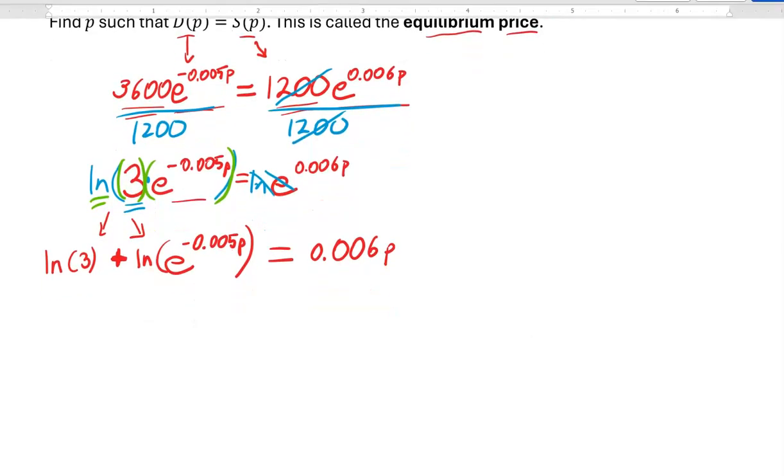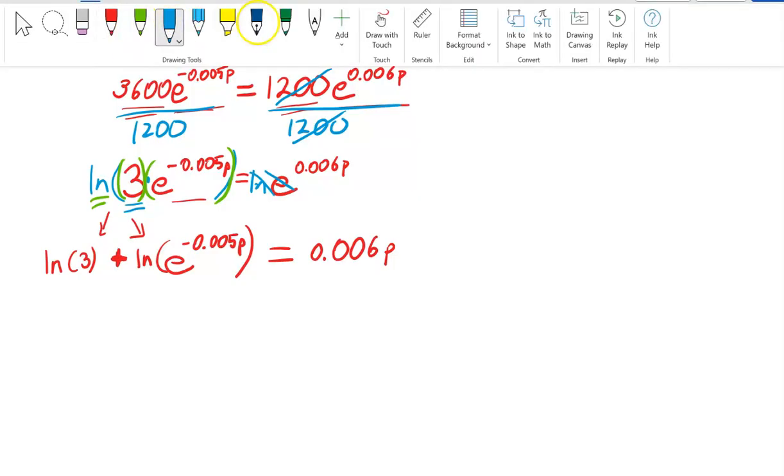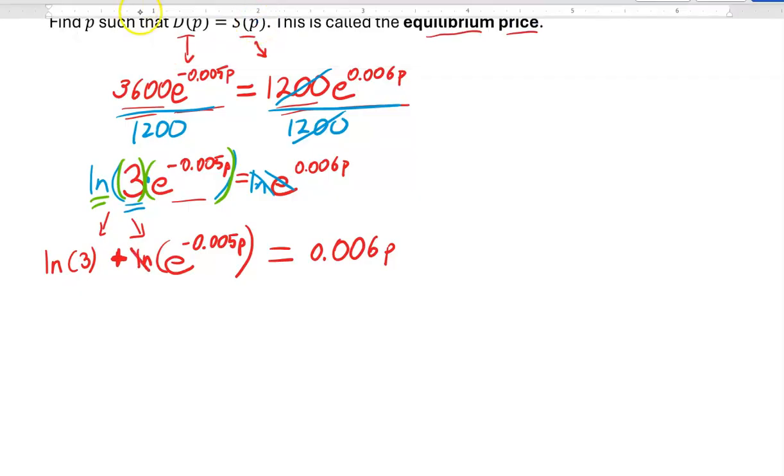But this left side is where we need some work. Now that I have that natural log split up into 2 separate ones, the one with just the e, that one cancels out now. But you do still have this guy. So where we're at now is that we got the natural log of 3, which is some irrational decimal number. I'm not going to worry about that quite yet. Plus a negative, actually I could just say that's a minus 0.005p equals 0.006p.